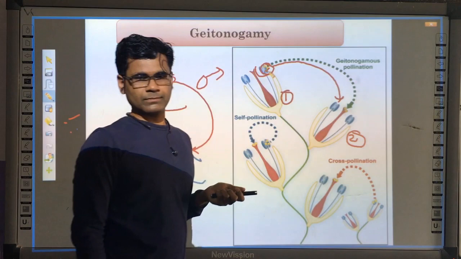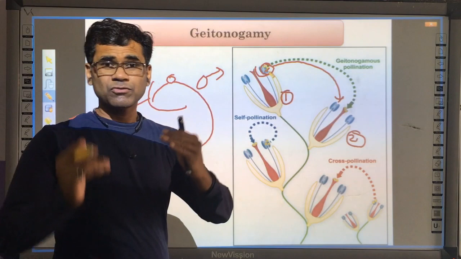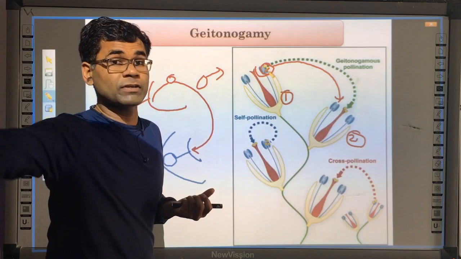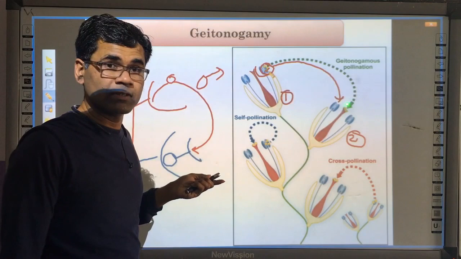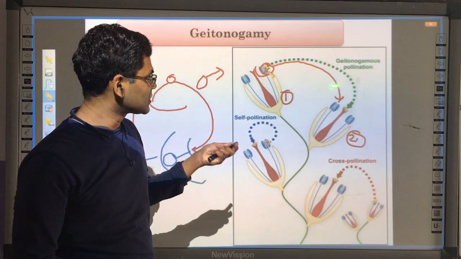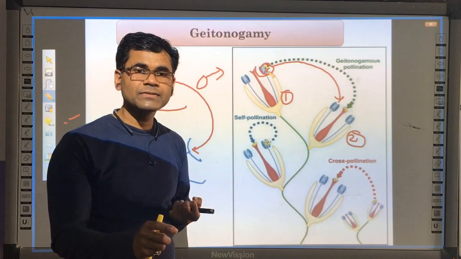Clear? One more thing I would like to highlight regarding geitonogamy. Geitonogamy is functionally cross-pollination, because as per the definition of cross-pollination, the pollen goes from the anther of one flower to the stigma of a different flower. That is happening here. These two flowers do not belong to the same part. Anther and stigma do not belong to the same flower. Anther belongs to one flower, stigma belongs to another flower. So functionally such pollination is termed cross-pollination, but genetically it is similar to autogamy.